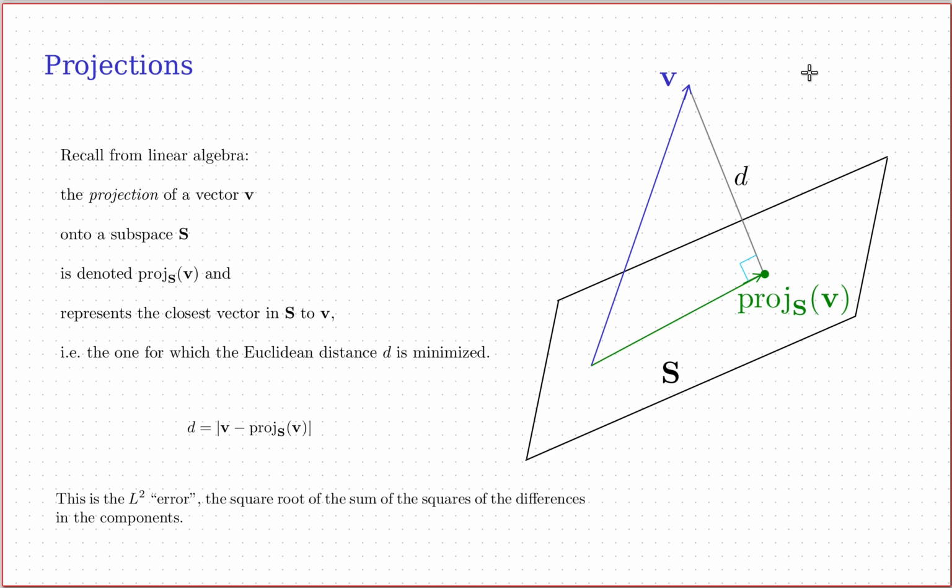And an important fact about this is that geometrically, the projection here is the closest point in the subspace S to the vector v. Right? And what we mean by close is the Euclidean distance, right? The distance from this point to this point in the usual sense is minimal, right?